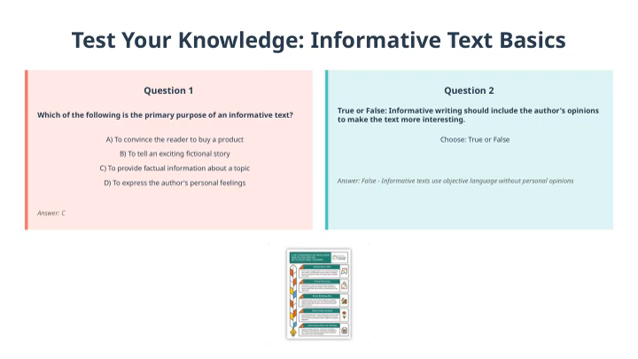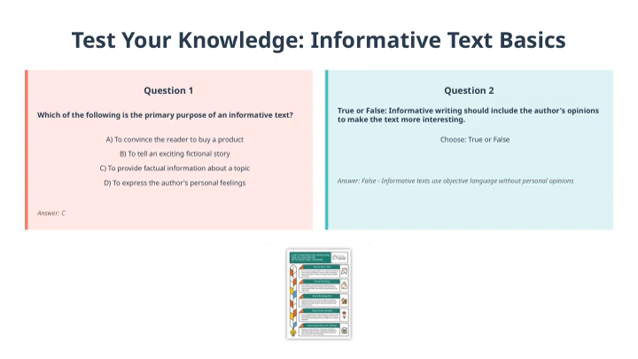All right, let's take a look at some questions to test our understanding of informative text basics. First, question 1 asks us, which of the following is the primary purpose of an informative text? Is it to convince someone to buy a product, tell a fictional story, provide factual information about a topic, or express the author's personal feelings? The correct answer is C, which is to provide factual information about a topic.